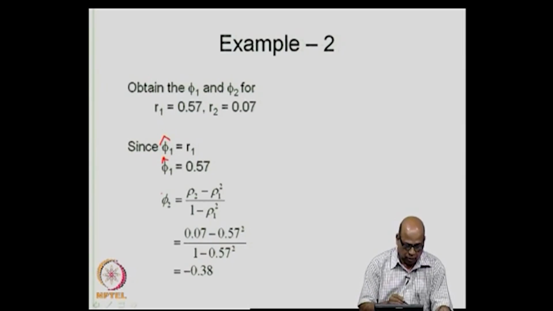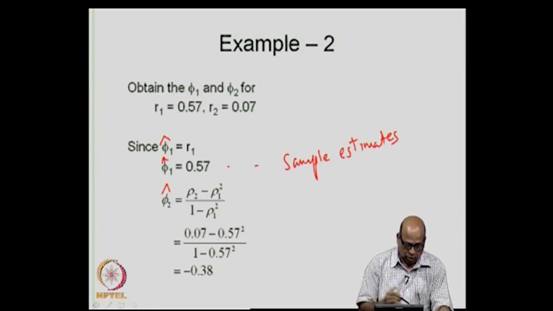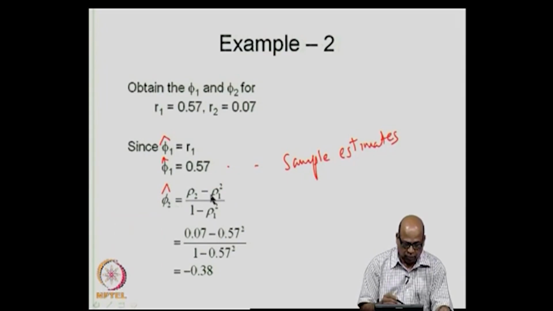Similarly, phi 2 cap I can write it as, these are sample estimates, because you are estimating rho 1 from the sample, and therefore, the sample estimates for the PAC are also denoted as phi 1 cap and phi 2 cap and so on. So, you get phi 2 cap is equal to rho 2 minus rho 1 square by 1 minus rho 1 square, and rho 2 is R 2 here, 0.07 minus 0.57 square by 1 minus 0.57 square, which is minus 0.38.